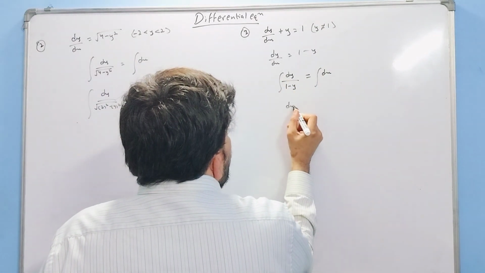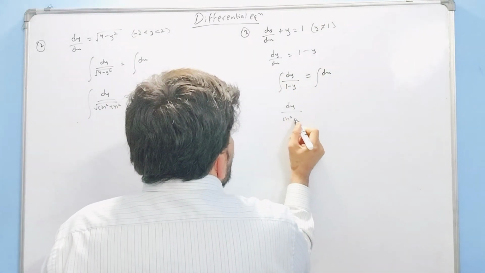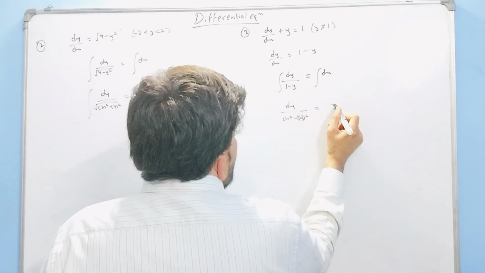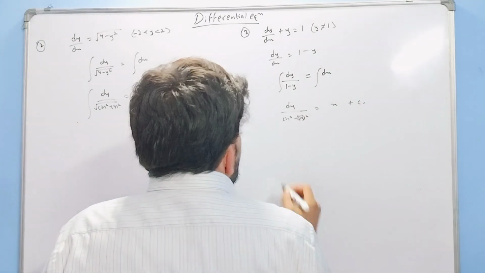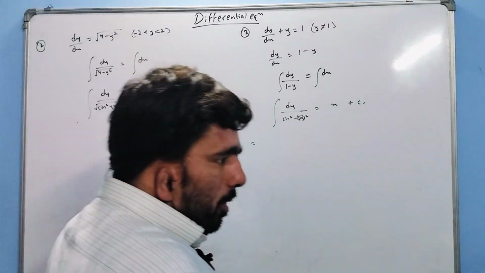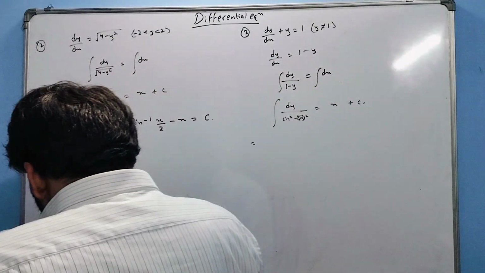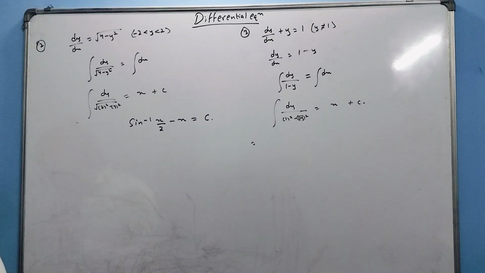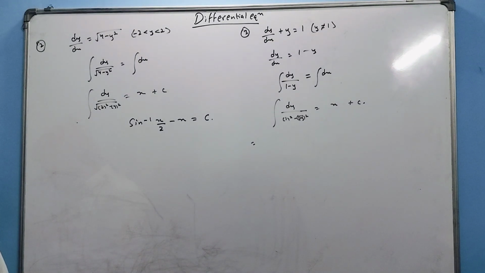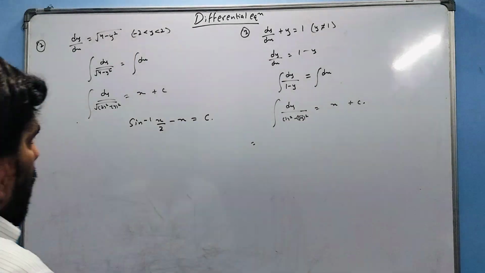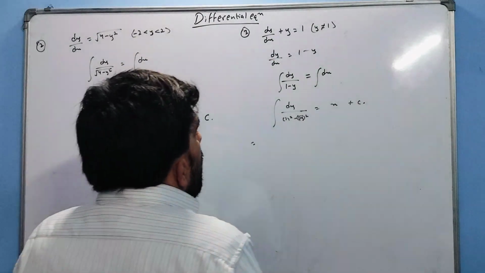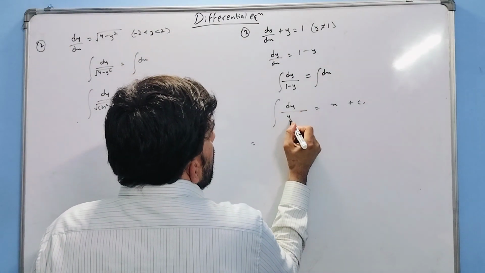So now what I can write here, 1 square minus root y whole square is equal to x plus c. Okay, so now to integrate a square minus x square, here I will try to put the value here, so that we'll try to solve like this. Or what we can do, instead of writing this, we can take common here.